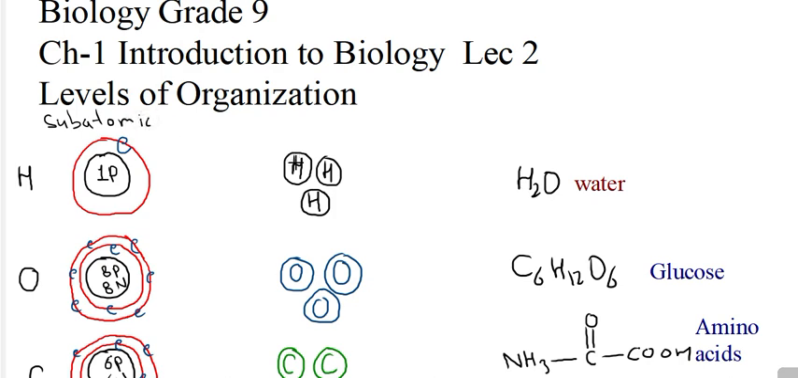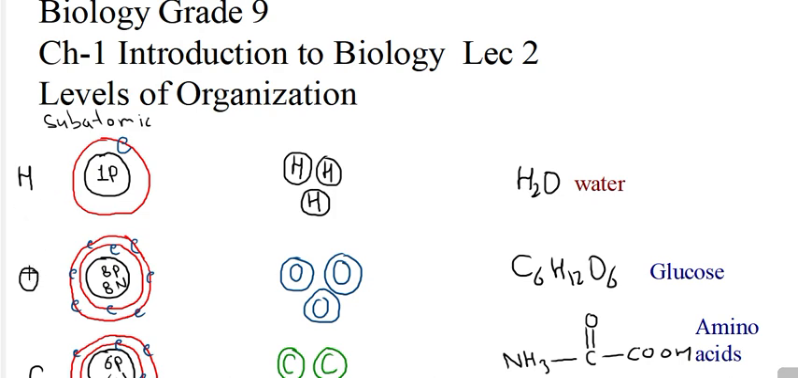Subatomic atoms: hydrogen is an atom. It is made up of one proton that is present in the nucleus and an electron that is revolving around it. So these electrons and protons are called the subatomic particles because they are involved in the formation of an atom.